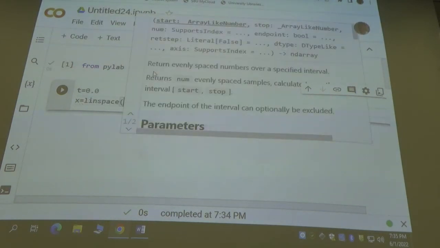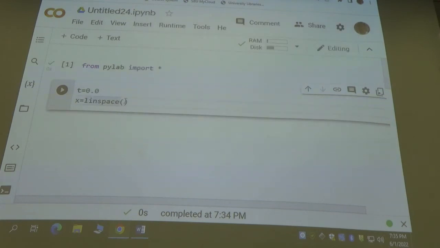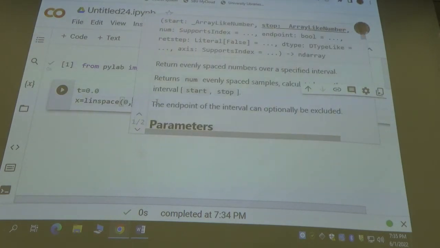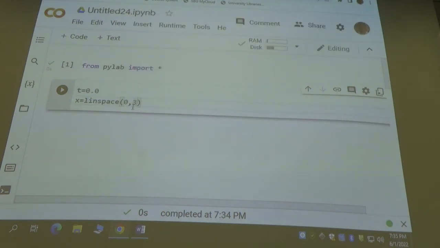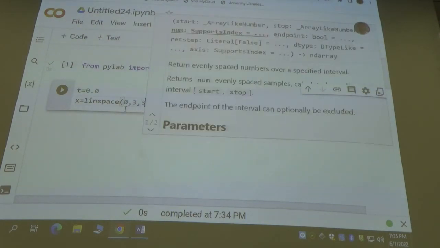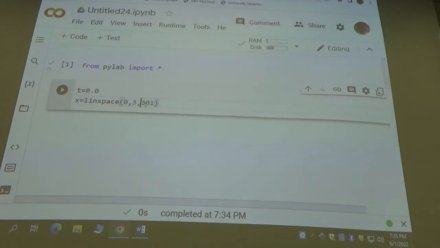I want to use linspace. The interval I'm working with is 0 to 3, right? So 0 to 3, and I also have to tell it how many sample points I want, because the continuum doesn't exist for computers. You have to tell how many points you want to divide this into. So I'm going to divide it into 301 points, so that each step will be 0.01, something like this.